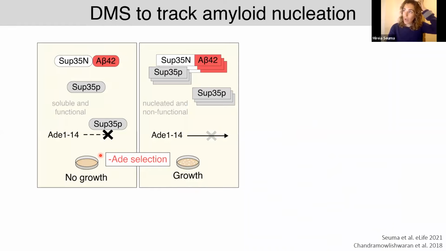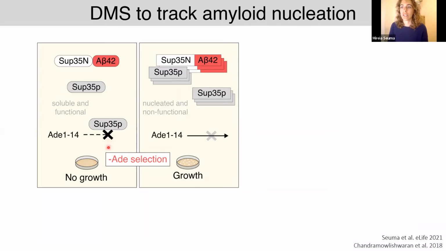I applied this to amyloid nucleation, and this is how our selection assay works. Let's now forget about libraries for a second, and let's just imagine that we have A beta 42 wild type. We fuse this protein to the nucleation domain of Sup35. Sup35 is a well-known yeast prion and a translation termination factor. So when this remains soluble, it is functional, and its job is to recognize premature stop codons.